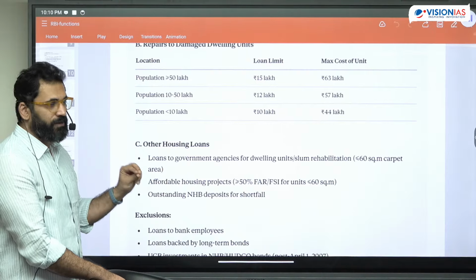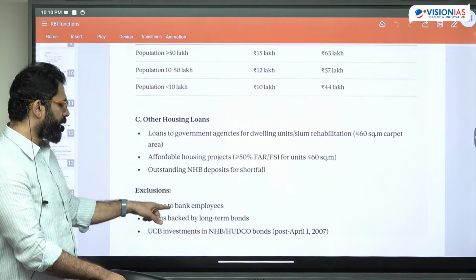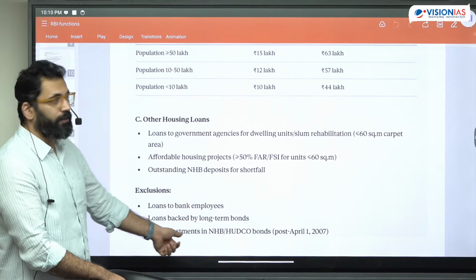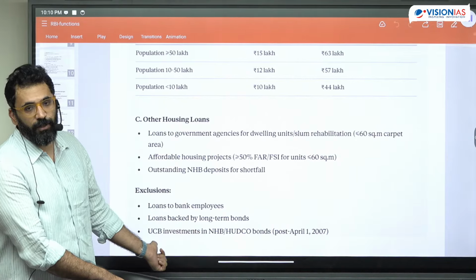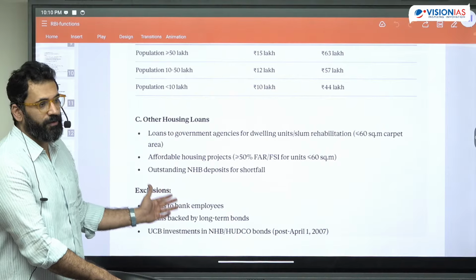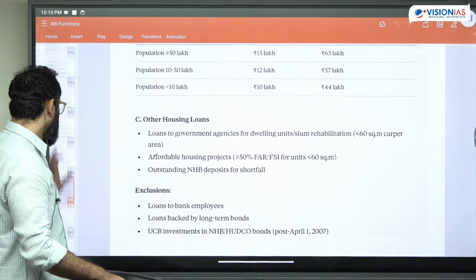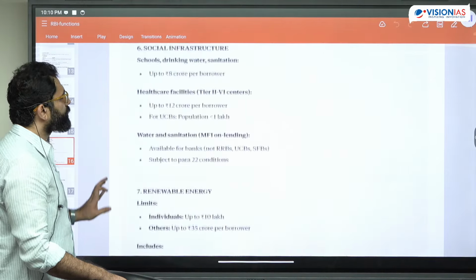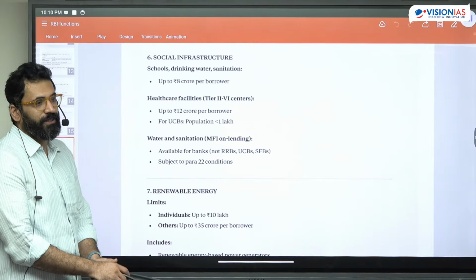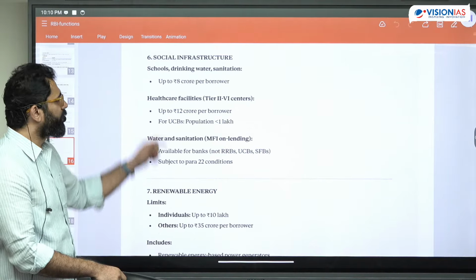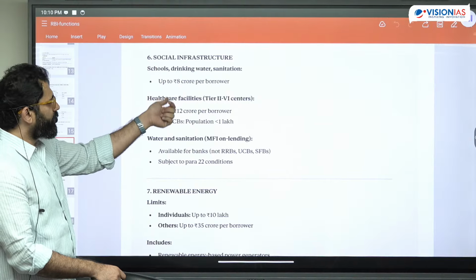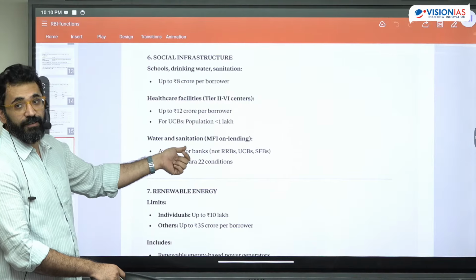There have been exemptions also. Exemptions are loans to bank employees, loans to long-term bonds, and even the investments in NHB, which the Urban Cooperative Bank does. These are the exceptions which will not be counted under housing. Beyond housing, you have social infrastructure. Social infrastructure includes 3 types of activities: schools, drinking water and sanitation, healthcare facilities, and water and sanitation activities.